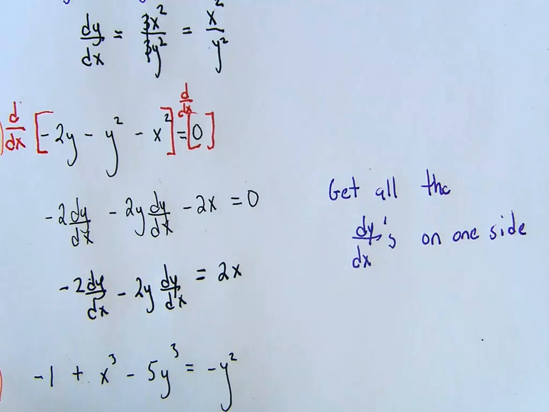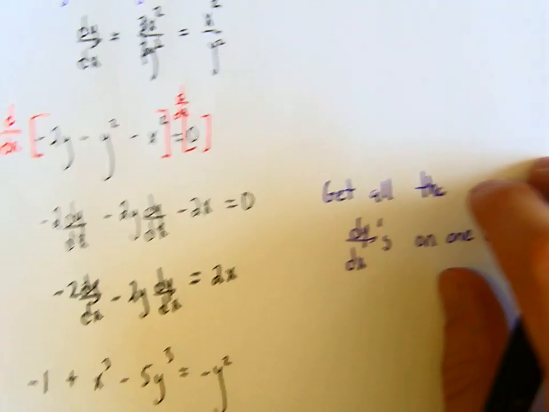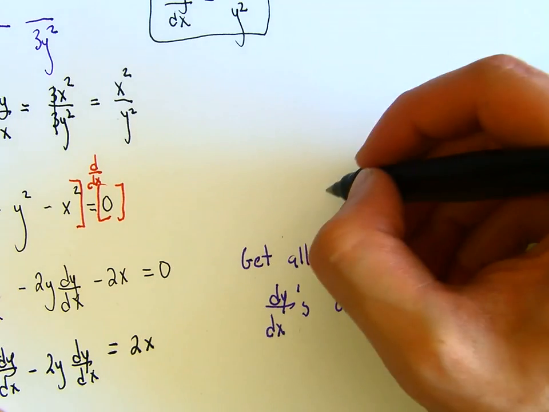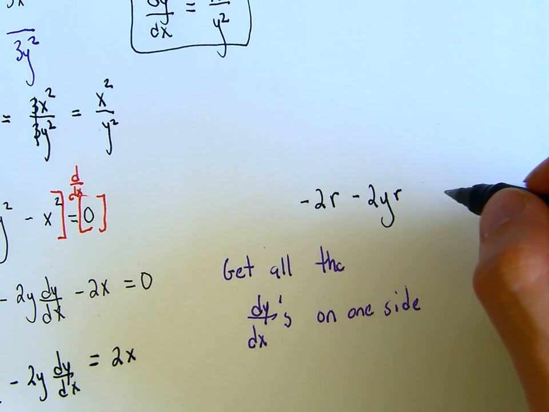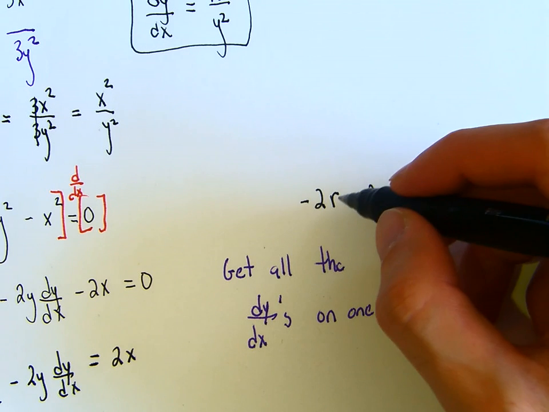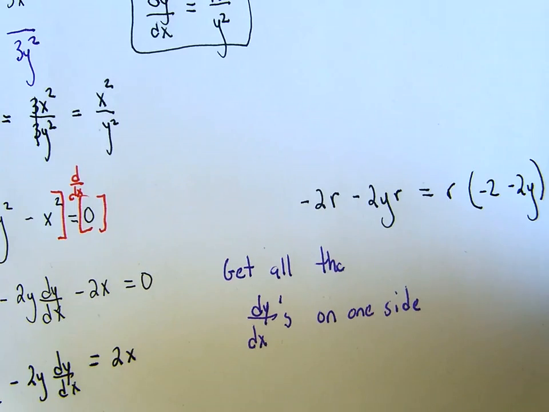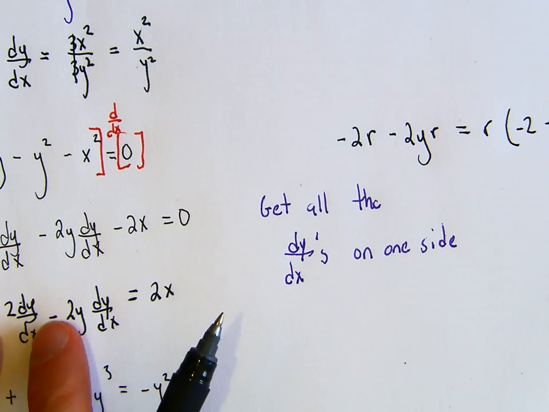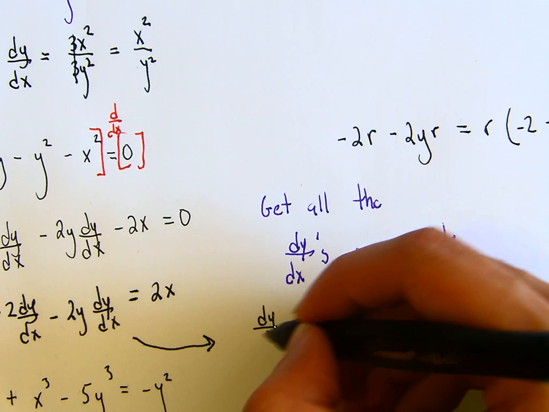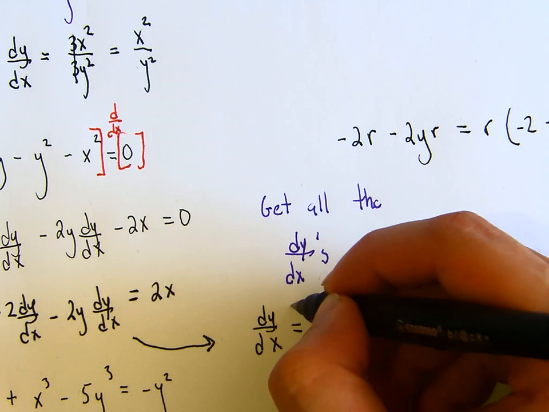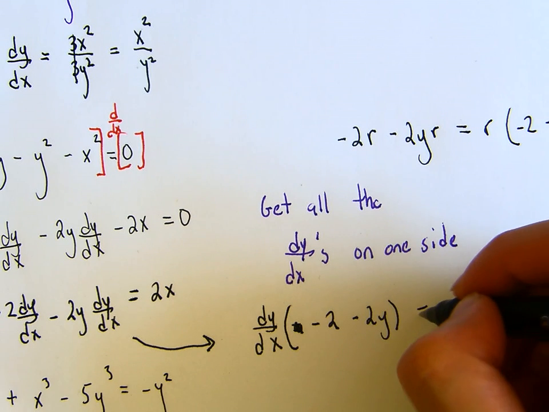Because what's the idea over here? We're going to factor out, like here, imagine if I said this. Instead of dy/dx, I just had negative 2r minus 2yr. Okay? And what can you do? Notice you could factor out an r. So you have r times negative 2 minus 2y. And that's the idea here. What you're going to do is you're going to factor out this dy/dx. So it should look like dy/dx, parentheses, negative 2 minus 2y equals 2x.